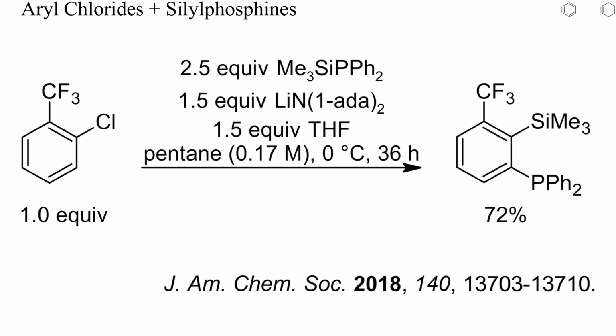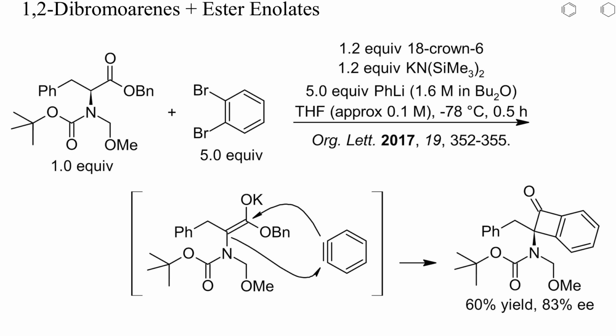Under aprotic conditions, the aryl anion formed after addition of a nucleophile to an aryne can also be trapped by other electrophiles than protons. In this example, an aryne was generated by dehydrochlorination of an aryl chloride, and reaction with a silylphosphine yielded an aryl silane.